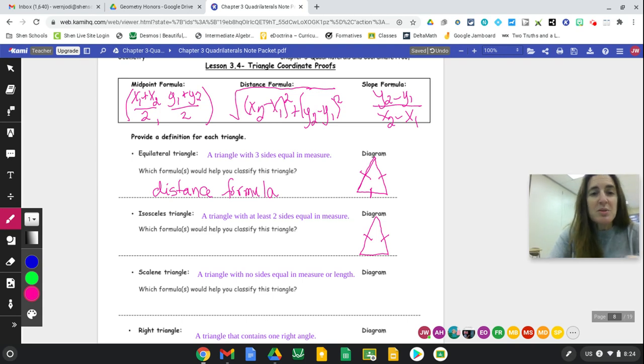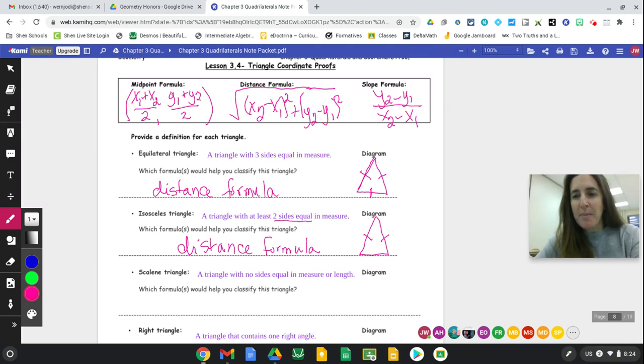So again, if we're proving sides are equal in measure, we're going to have to use the distance formula again. So we'd have to use distance to be able to find the 3 lengths, and 2 of them are going to be equal, making it isosceles.